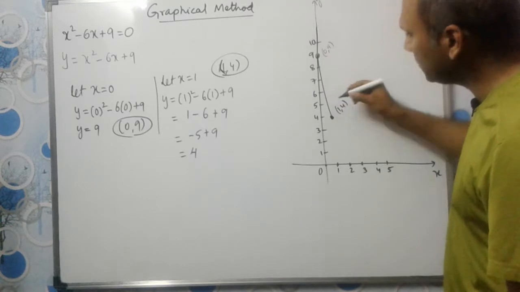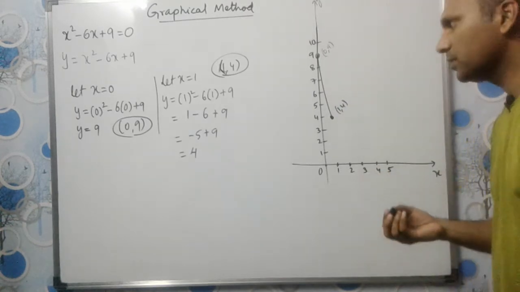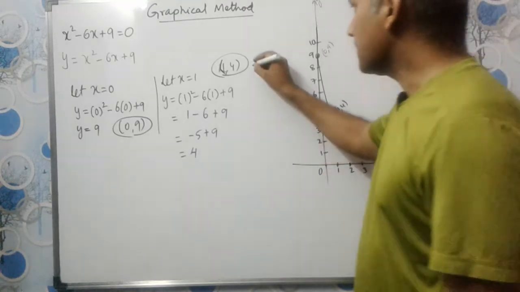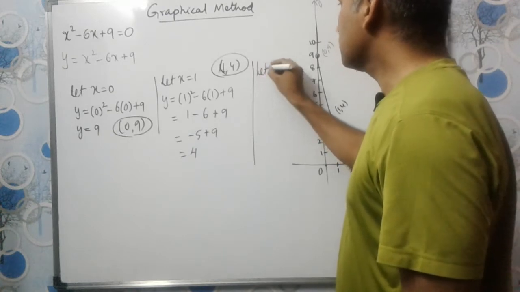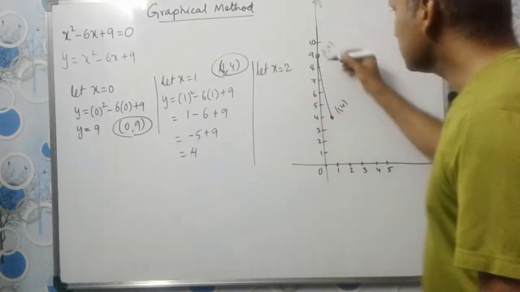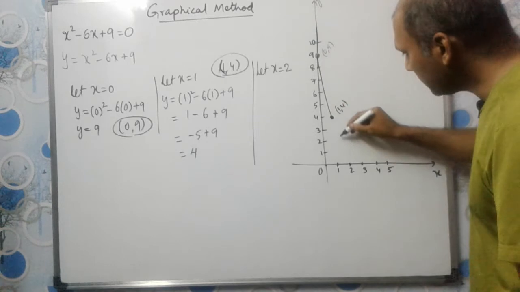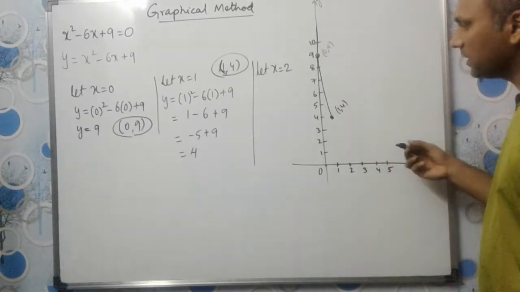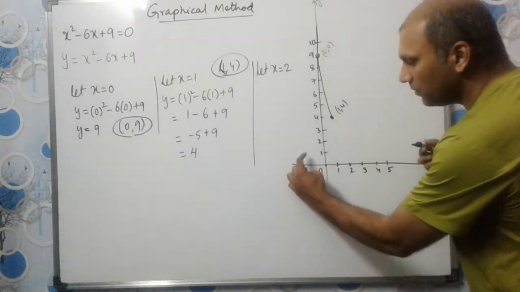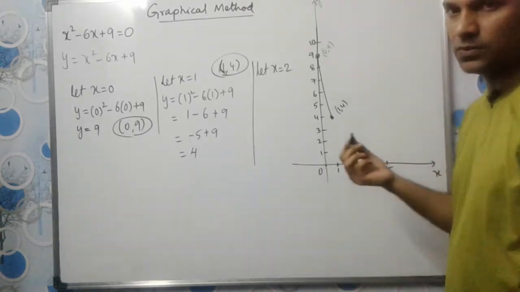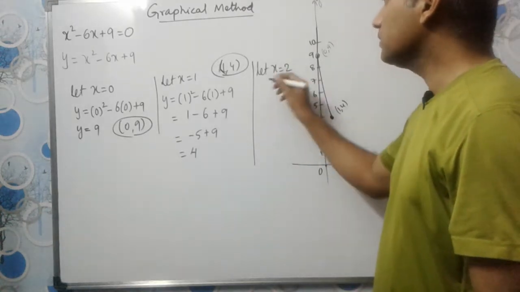So let us join these two points using free hand. Now let us substitute x is equal to 2. See, this graph will most likely touch somewhere here at 3, 4 or something, right? So there is no point taking x is equal to -1 and -2. So we are taking x is equal to 2 now.